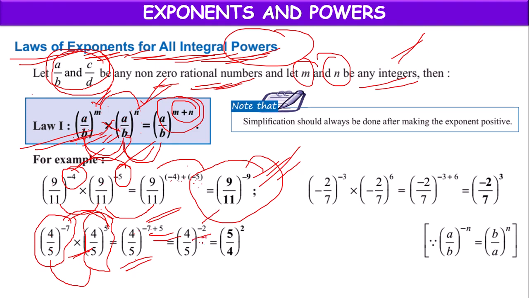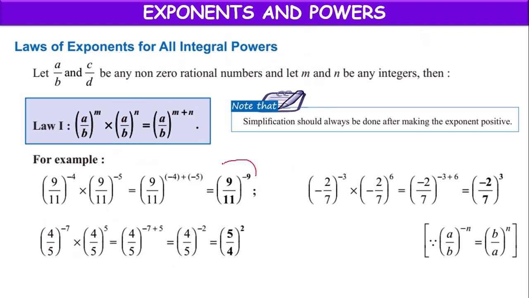But here the exponent is negative and in the base we have a rational number. So what can we do? We can write its reciprocal and change the sign of the exponent. 4 by 5 whole power minus 2 will become 5 by 4 whole square. The base becomes its reciprocal and the exponent becomes positive. Like that, children. So in the first question also, 9 by 11 whole power minus 9 can be written as 11 by 9 whole power plus 9.